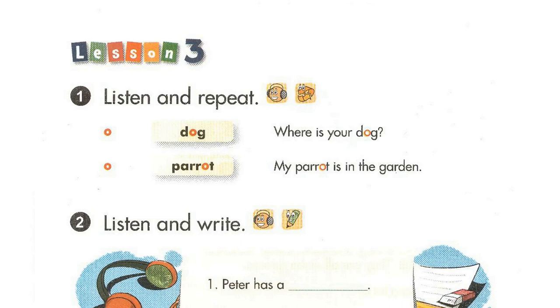Page 44. Lesson 3. Activity 1. Listen and repeat. Dog. Where is your dog? Parrot. My parrot is in the garden.